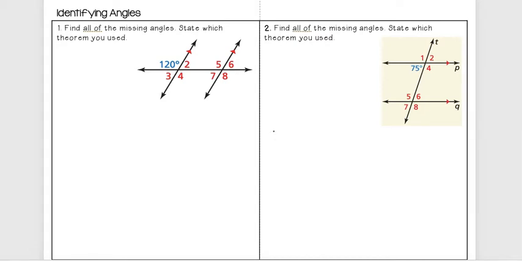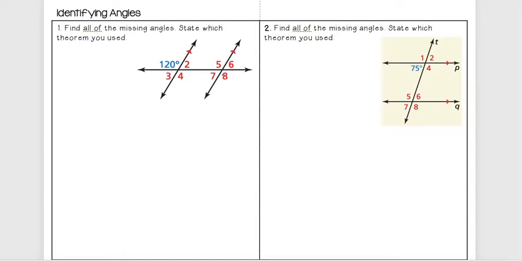Okay, so now we're actually going to apply these theorems to find angle measures. So for this first one, I'm going to find all the missing angles, and I'm going to state which theorem I used. So I have 7 missing angles here, but I'm going to use all those theorems that we just talked about to find what each of these are.